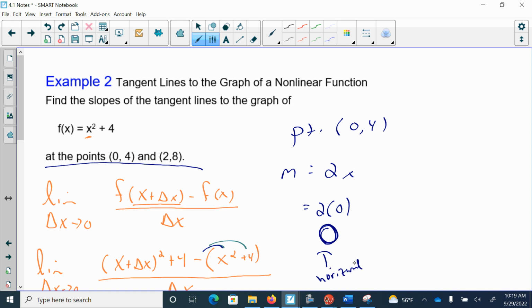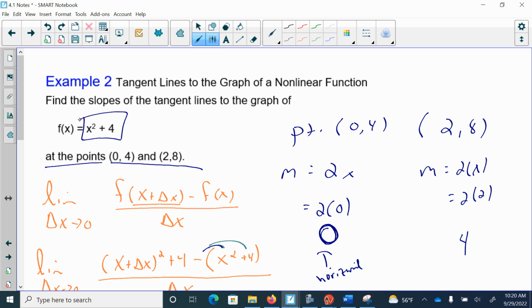We'll talk about that more in a second. And then the other point was 2, 8. So to find the slope at 2, 8, remember that's 2x. So I'm going to do 2 times 2, and that will be 4. So the slope of the tangent line at 2, 8 is 4. So do me a favor, graph this. Just graph that for a second.